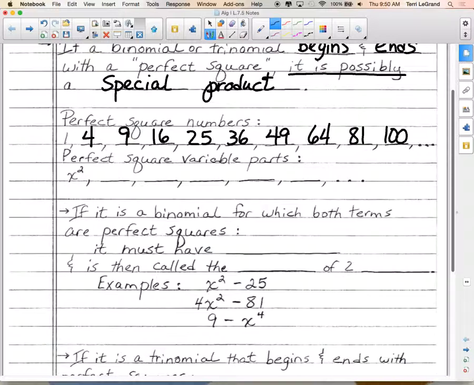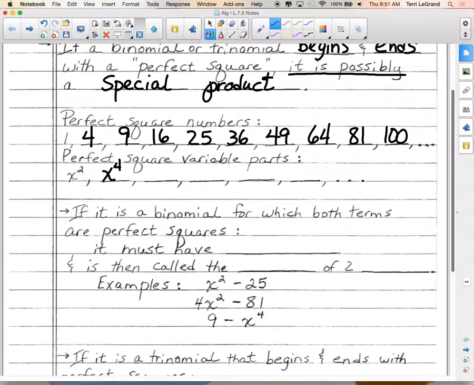Okay, let's talk about perfect square variable parts, because usually the first term has a variable part involved with it also. So how will we know if we have a perfect square first term if it has a variable part? So is x squared a perfect square? Yes. Why? Because x times x is x squared. What would the next perfect square be? x to the 4th. Because x squared times x squared is x to the 4th.